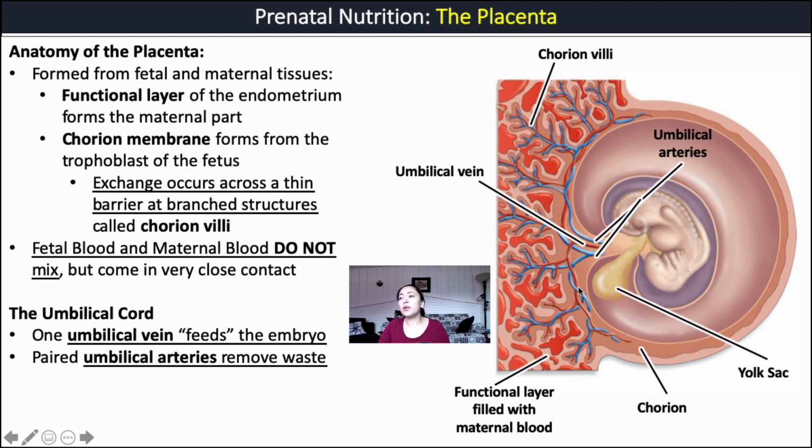Whereas the umbilical arteries are actually paired, and they are carrying waste away from the fetus. And if you remember, arteries always carry blood away from the heart. So I always remember it as carrying blood away from the fetus. And so it's carrying the deoxygenated, carbon dioxide rich blood out here, as well as waste out here, so that the mother can take up that waste and then remove it from her own body.